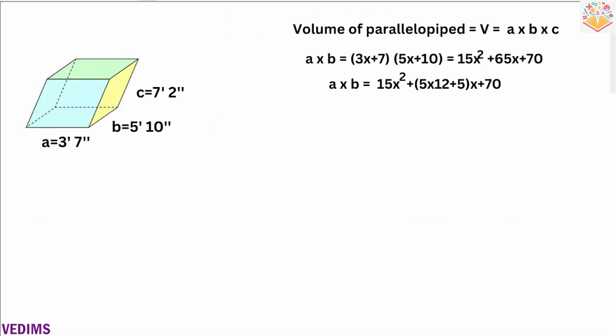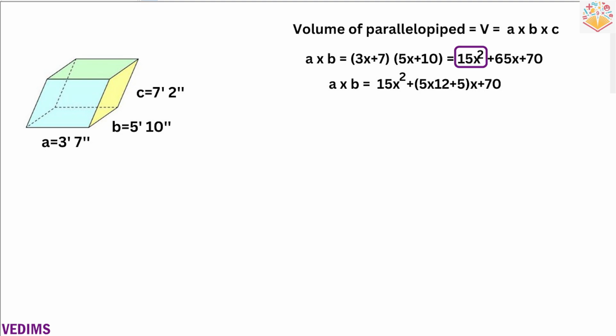Volume of the parallelepiped is V is equal to A into B into C. Let us first multiply only two, A and B, then we will multiply C. Substitute the values, 3x plus 7 into 5x plus 10. Take the product, as usual, factor multiplication; you learnt it in school.